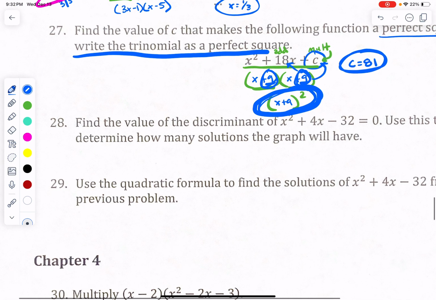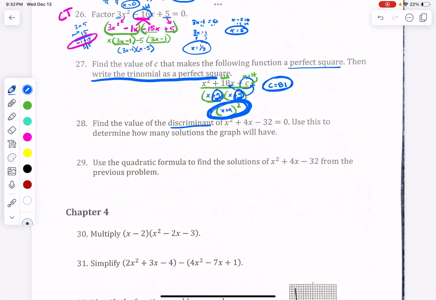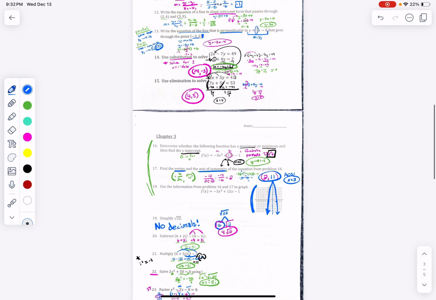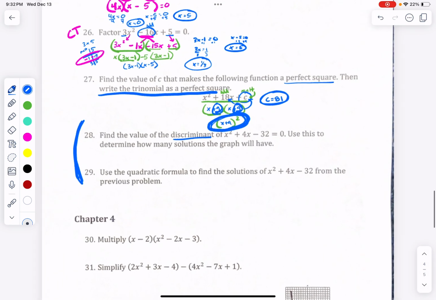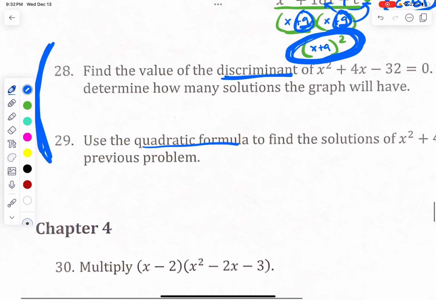28 is talking about the discriminant, and 28 and 29 go together. So that's another set of problems that those two will show up exactly right next to each other on the test. Kind of like up here we had these three went together. So those will be together on the test. These two will go together because they're talking about the discriminant and they're talking about the quadratic formula. So I'm going to go down to 29 and I'm going to talk through the quadratic formula really quick.